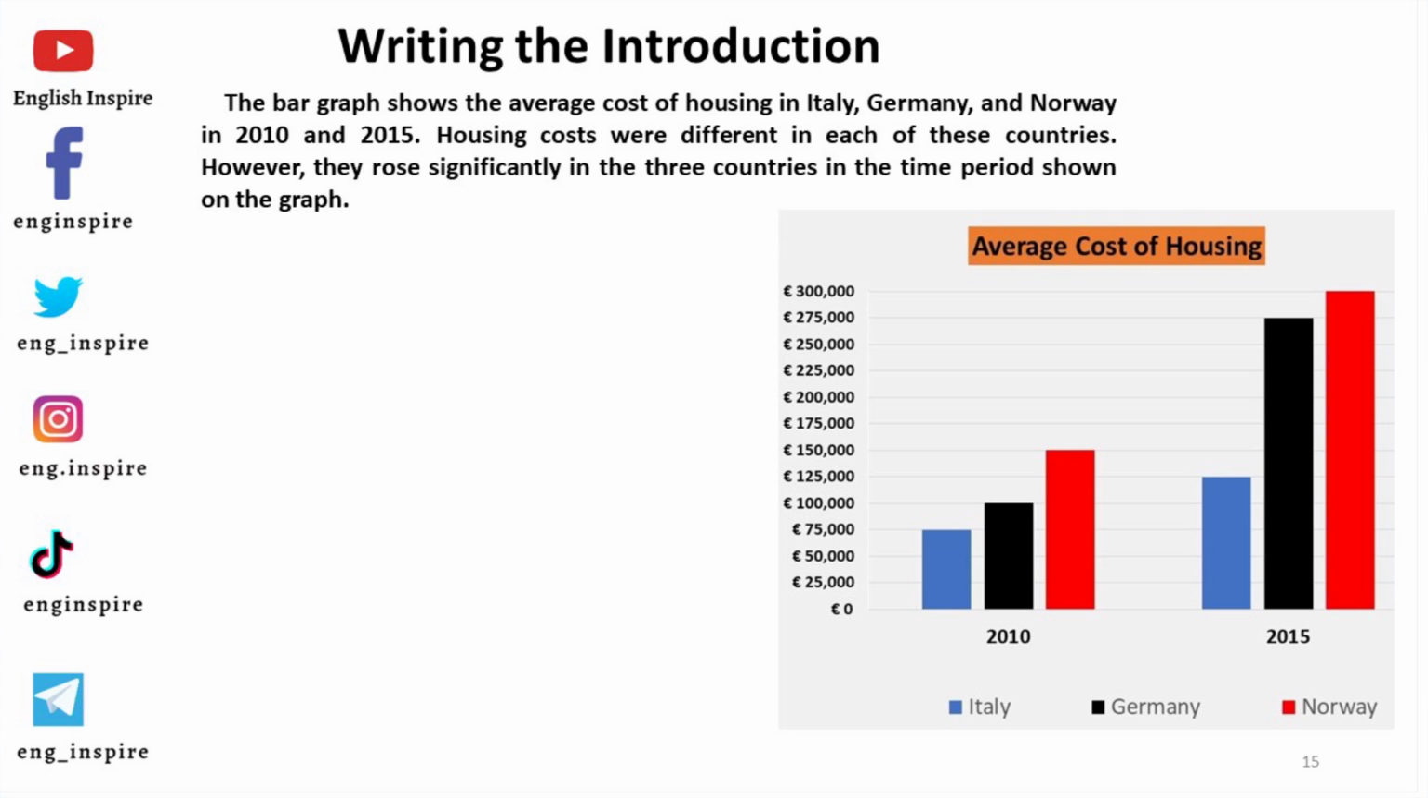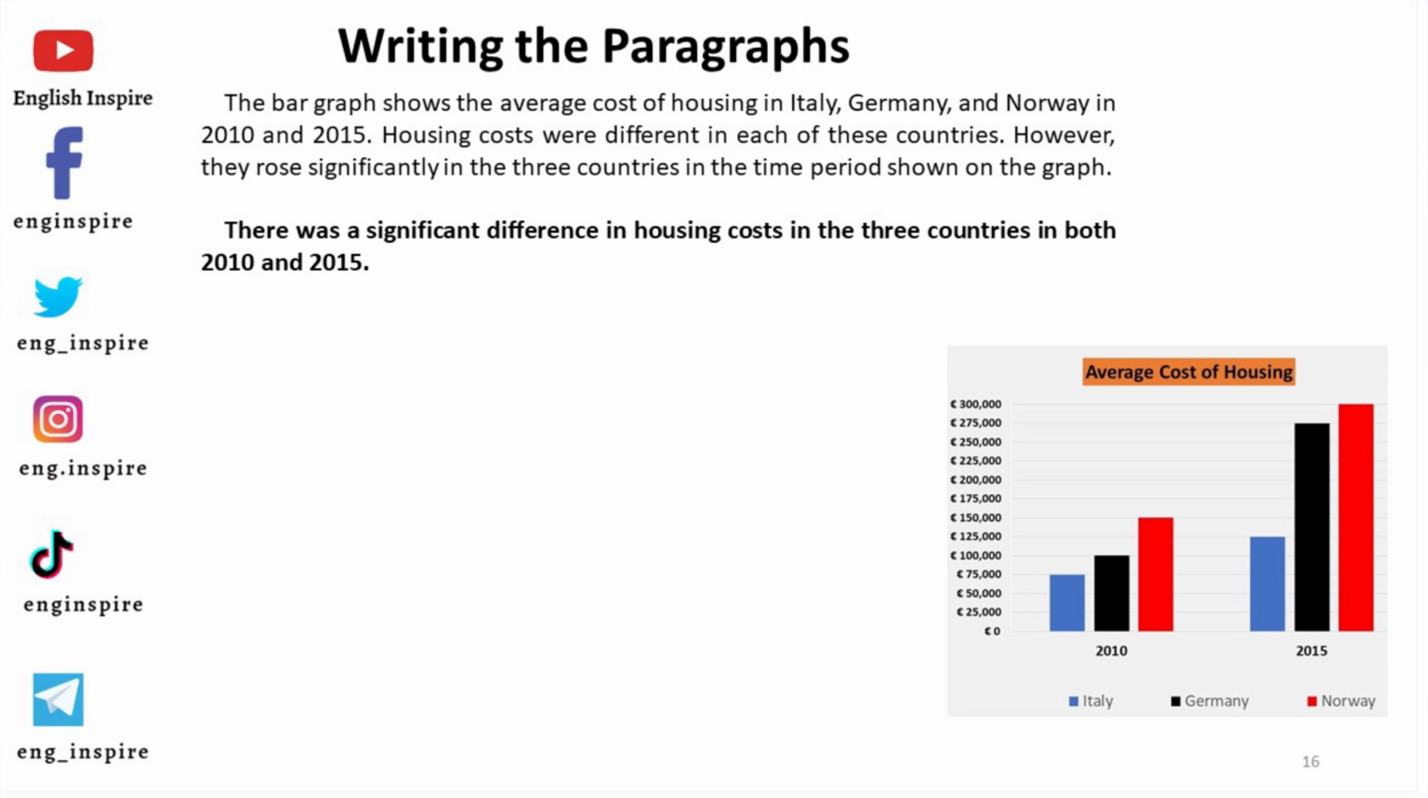After we write the introduction, we can start writing the first paragraph. We should write one paragraph for each of the comparisons in the outline we made. For the main idea of the first paragraph, we should write one sentence that summarizes the first comparison, and here we can say there was a significant difference in housing costs in the three countries in both 2010 and 2015.